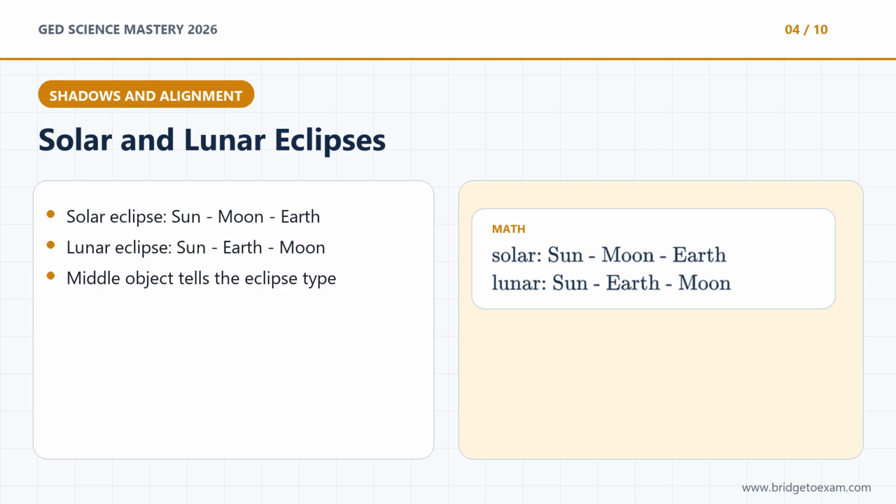An eclipse happens when the sun, Earth, and moon line up so that one body casts a shadow. In a solar eclipse, the moon is between the sun and Earth, so the moon blocks the sun. The order is sun, moon, Earth. In a lunar eclipse, Earth is between the sun and moon, so Earth's shadow falls on the moon. The order is sun, Earth, moon. Put the middle object in your mind and the question becomes much easier.